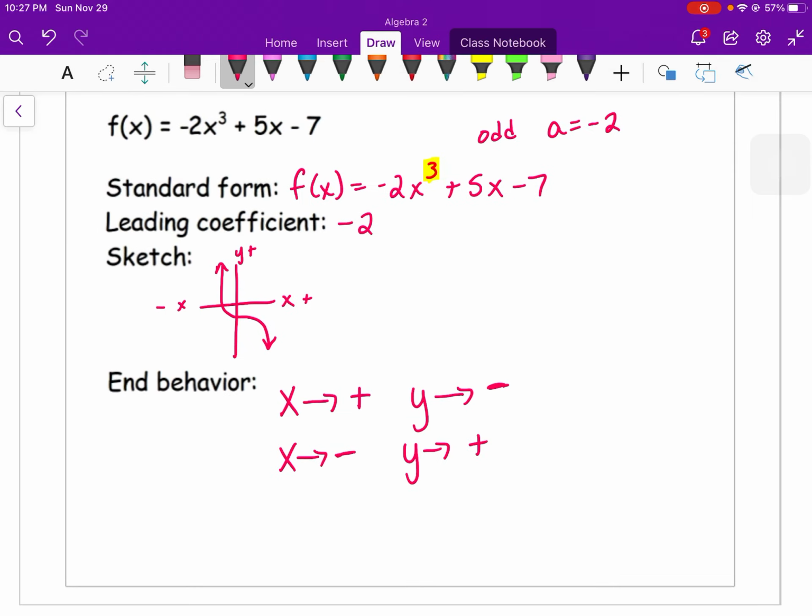You'd be up here. So on the right, it would go down, and on the left, it would go up. Remember, like y equals -x is the very basic odd function. So it has a negative slope. It decreases from left to right if it's odd and negative.